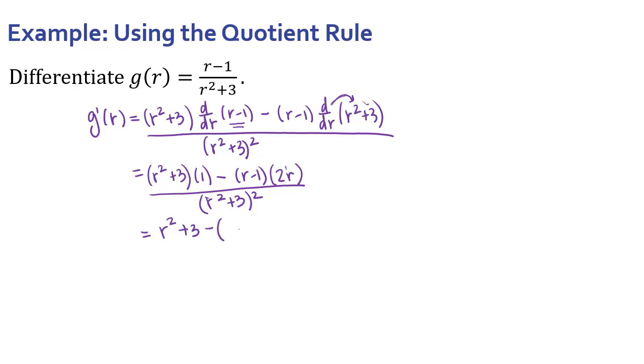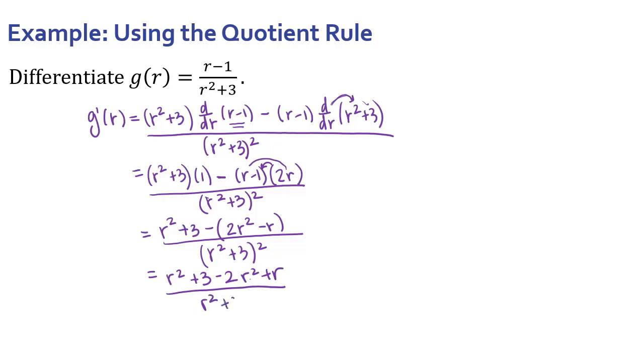So I'm going to first distribute this through. I'm going to keep that minus sign in front first. So I'm going to get 2r squared minus r all over r squared plus 3 quantity squared. So that gives us r squared plus 3 minus 2r squared plus r all over r squared plus 3 quantity squared. So that's going to leave me with negative r squared plus r plus 3 all over r squared plus 3 squared. There's nothing else I can do from there.